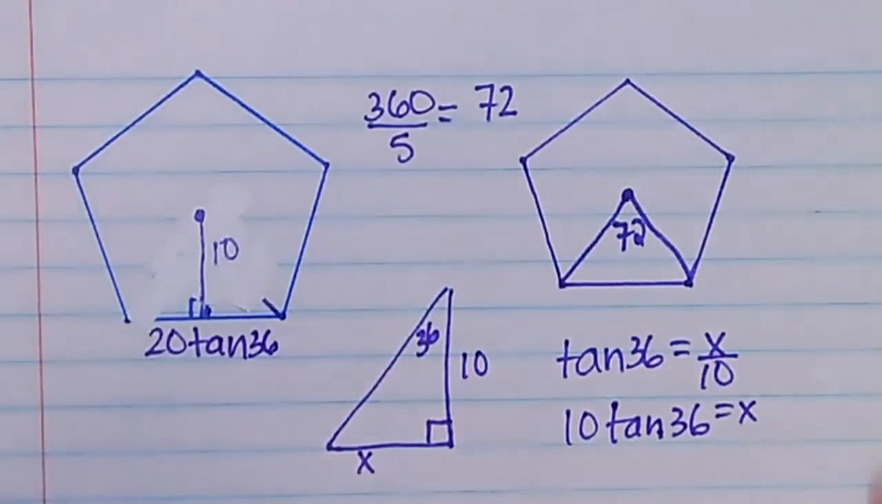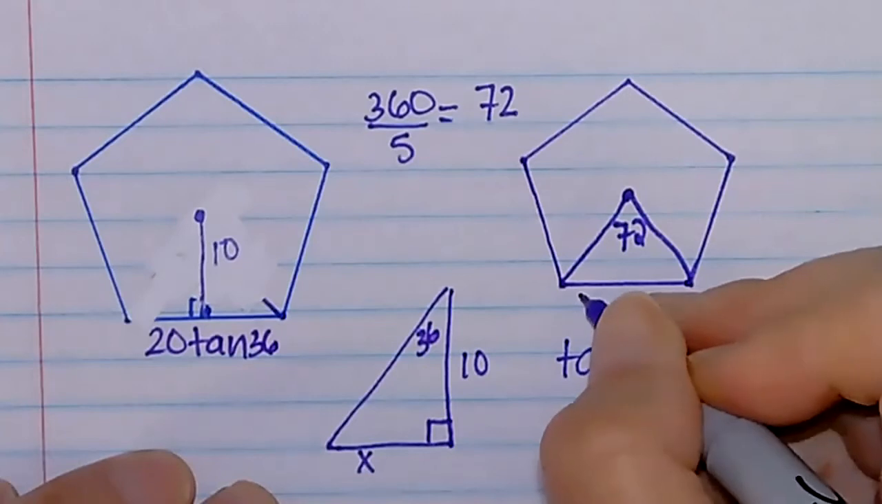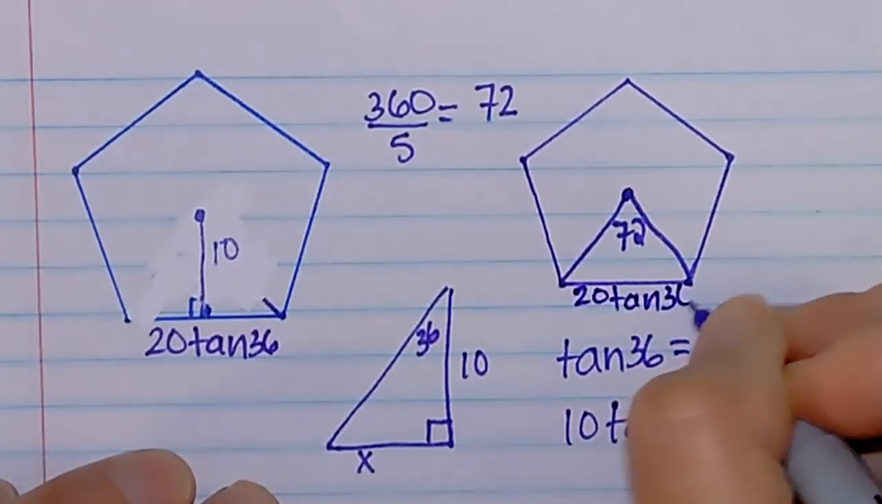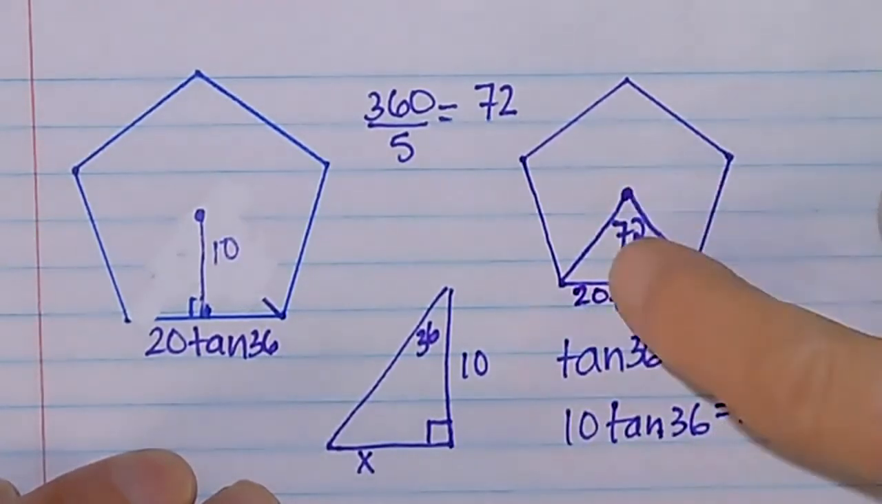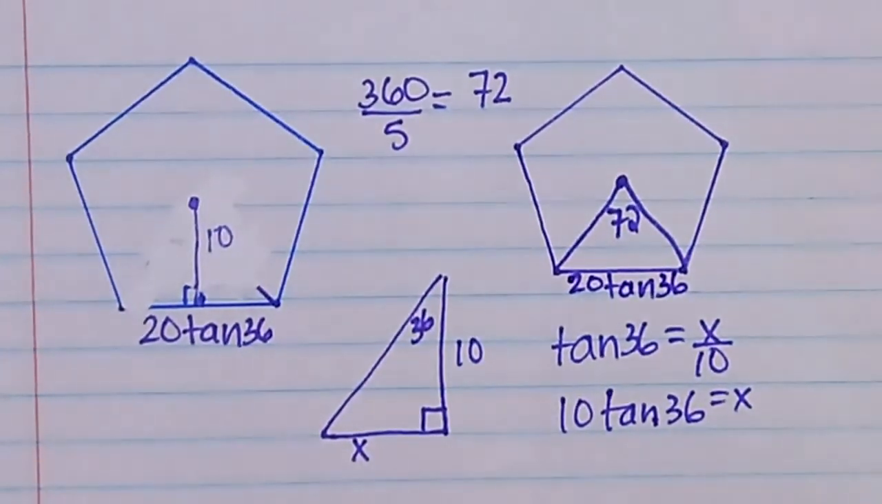So now when I'm trying to find the area of this, let me write it here so you can see it in this picture. So this is 20 tan 36. I am going to take the base times the height. And remember, the height was 10. Okay, so I'm going to take the base times the height. So let me shrink this out a little bit.